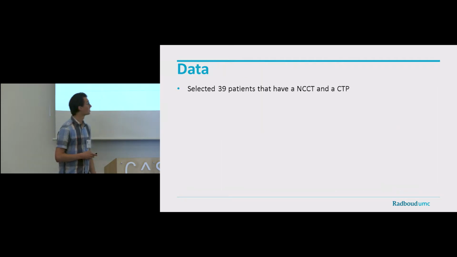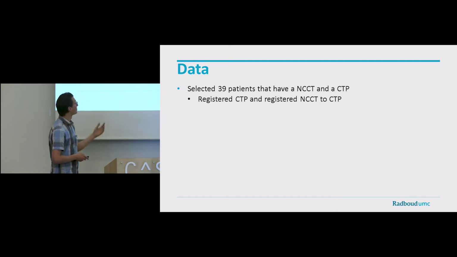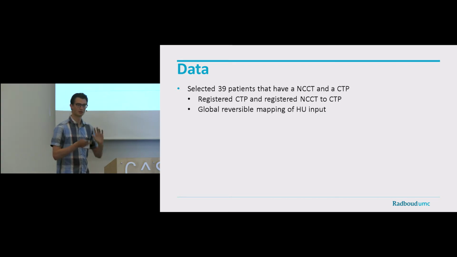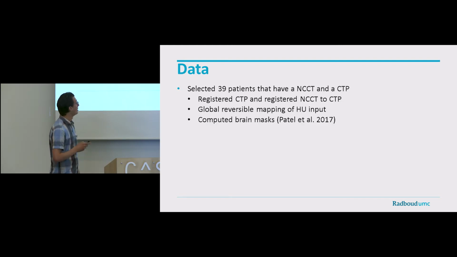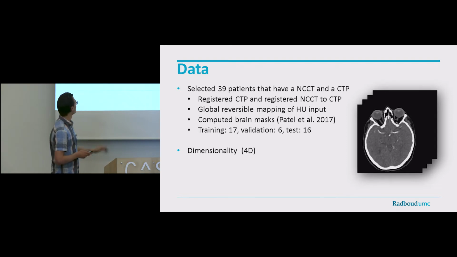Then we collected our data. 39 patients were selected from our hospital. We registered all the images, so we don't have to deal with motion. It's pretty convenient. Global rescaling mapping of the Hounsfield units was done just to scale it into an acceptable range for us, but you could argue that isn't really necessary. Then we are only concerned with voxels within the brain mask. So we took work within our group that segments a brain mask, and we focus only on those voxels. And we split our data set into some sets.